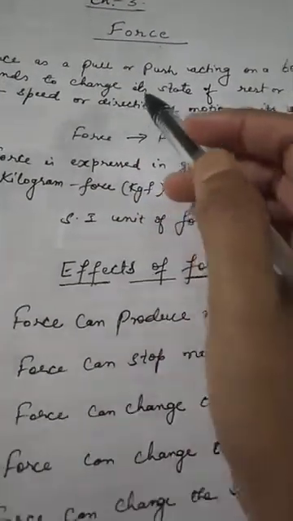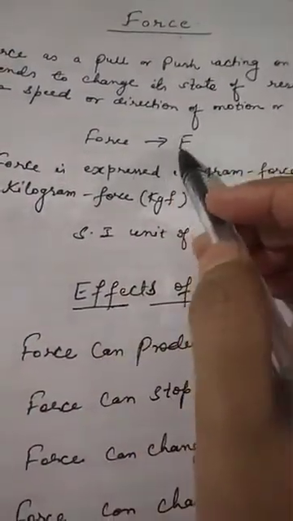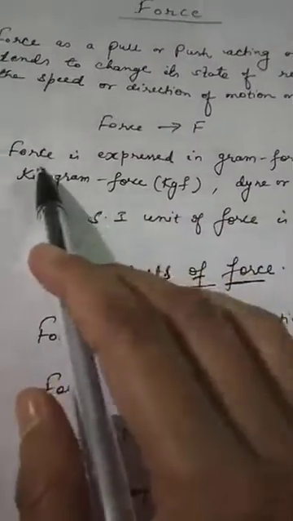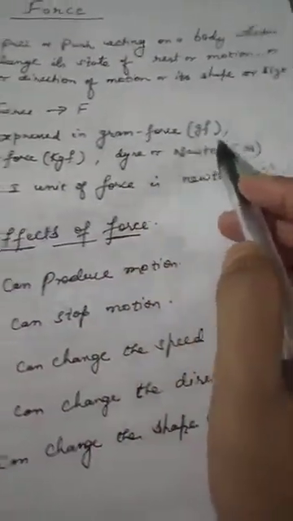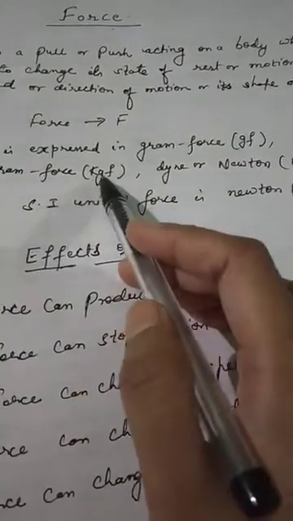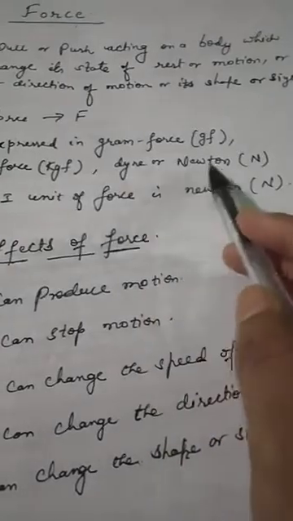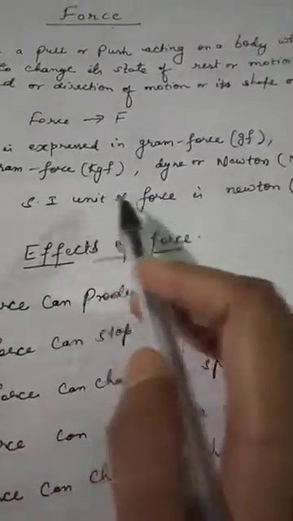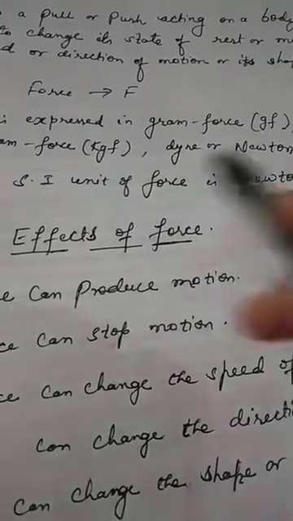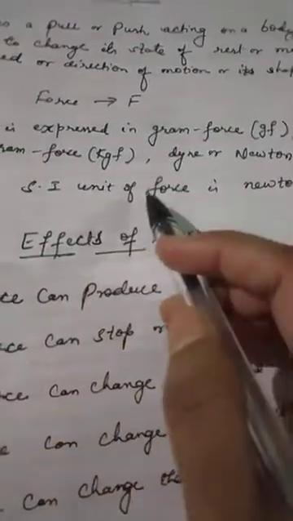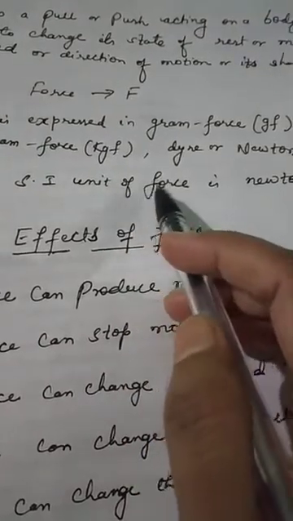And students, force is denoted by capital F, and force is expressed in gram force or kilogram force, that is in short kgf. Gram force is gf, dyne or newton, and the SI unit of force is newton. The SI unit newton is named after the great scientist Sir Isaac Newton.